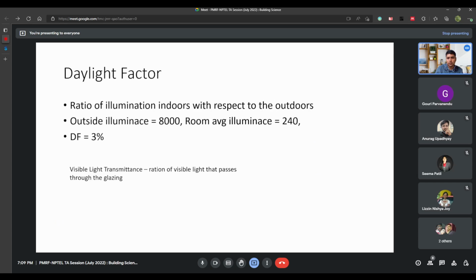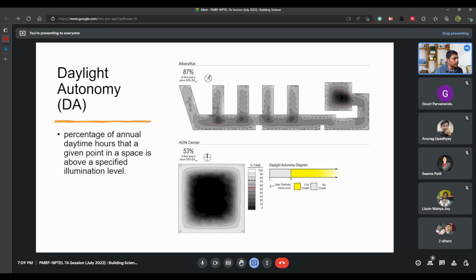Another thing is a factor called daylight factor. Daylight factor is a ratio between the illumination present indoors compared to the outdoors. It depends on three different components: the sky factor, and the external and internal reflected components. So that you have to consider.